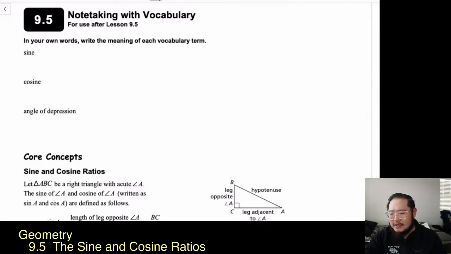For sine, it's going to be opposite over the hypotenuse. And that right there is the sine ratio. The next one, our cosine ratio right here, that's going to be adjacent over the hypotenuse.